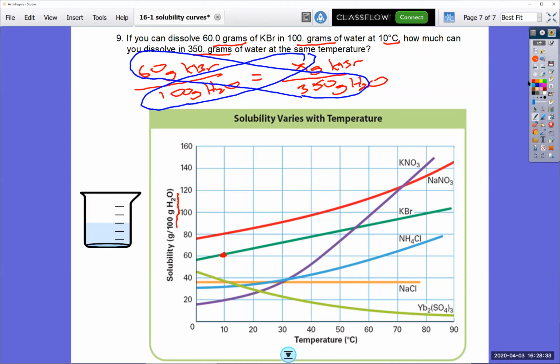Try and write smaller. So 60 times 350 equals 100x. Well, I got to solve for that x. So 60 times 350 divided by 100, you plug in your calculator, and you will get 200 grams of H2O. All right, there you go. Hope that helps.